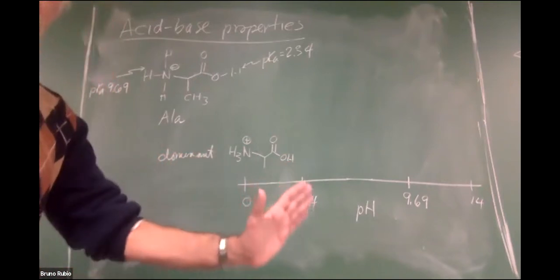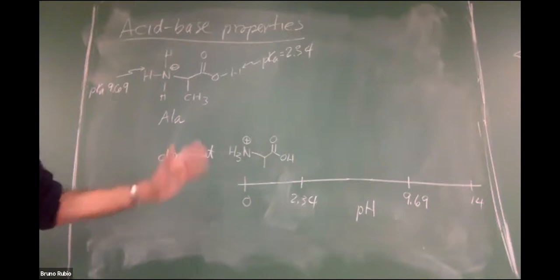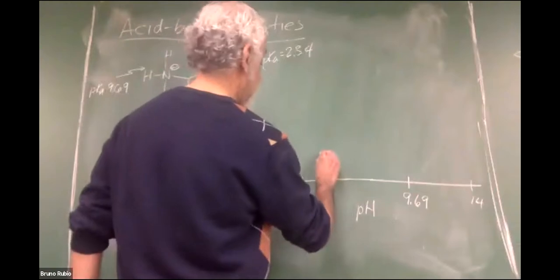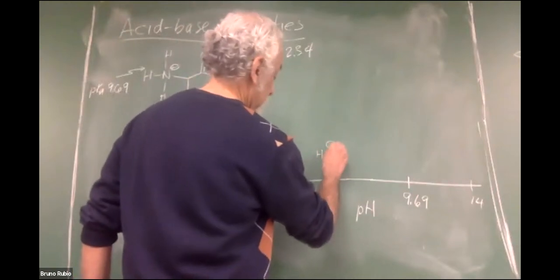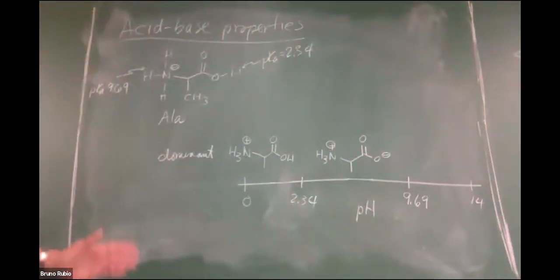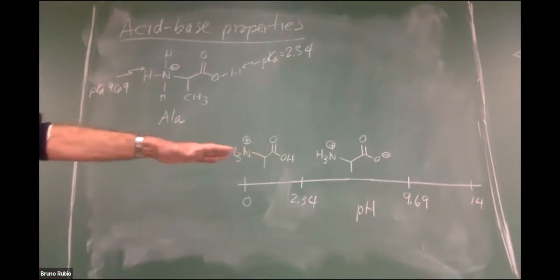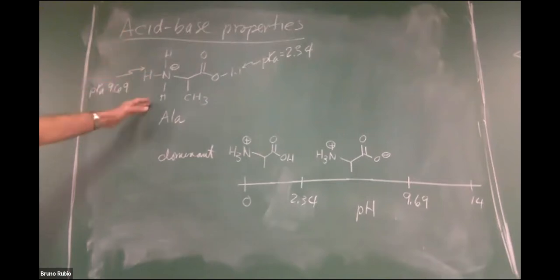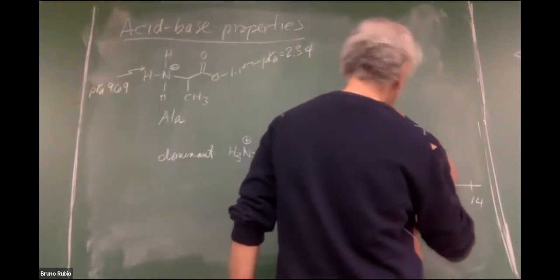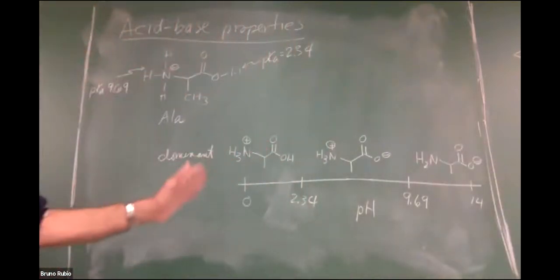Okay, and then above pH 2.34, now most of the pKa 2.34 protons are gone, so this H goes away. So in this regime here, the dominant form is going to have a negative charge on that oxygen atom, and then at pH 9.69, or above pH 9.69, most of the pKa 9.69 protons are gone. So in this regime over here, the dominant form of the amino acid is going to look like that. Okay, so this is all something that we've done before.